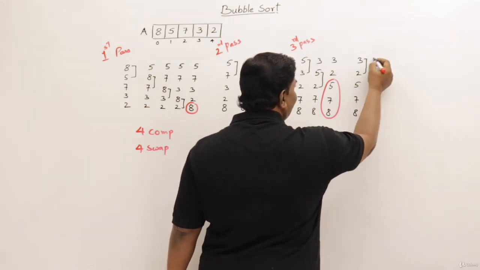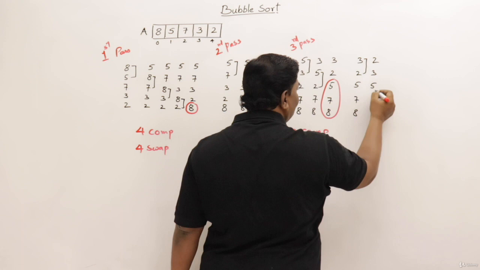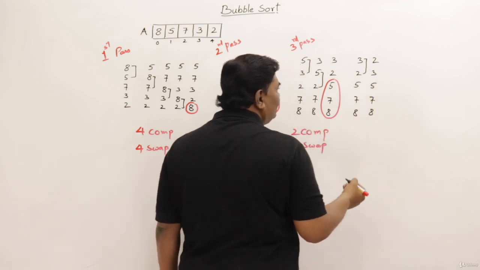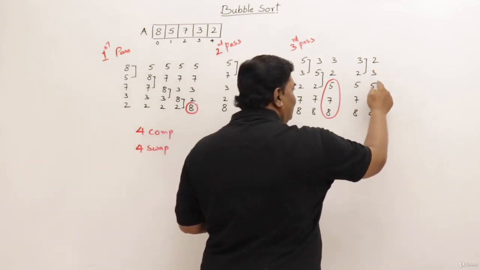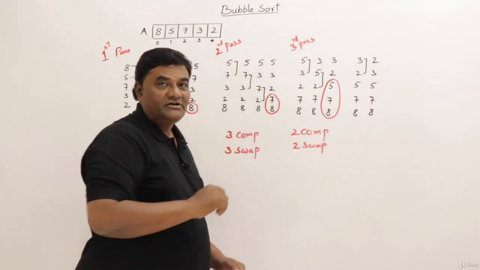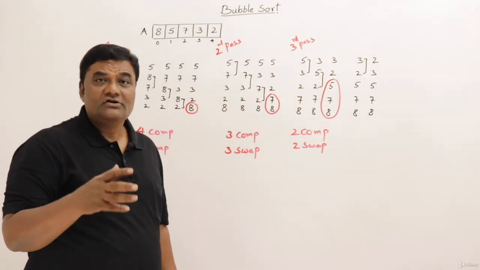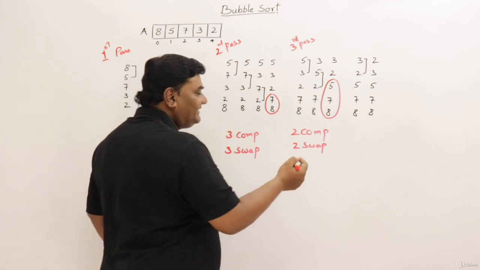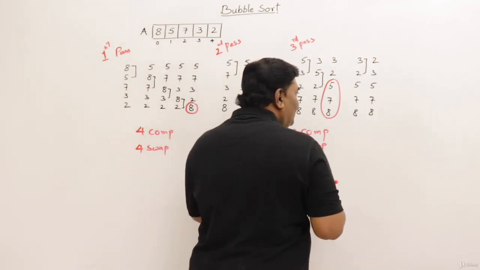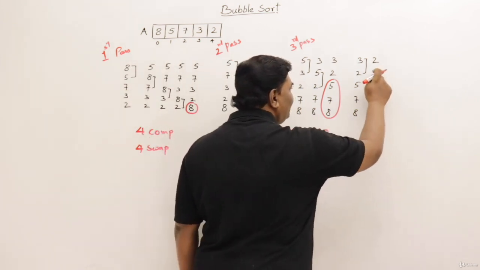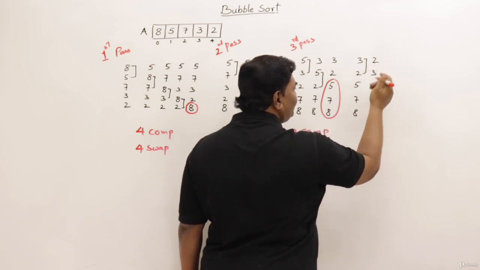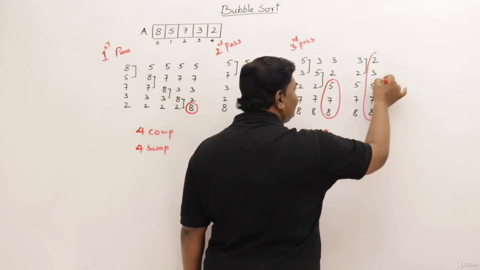Compare these two. 3 is greater. So 2, 3, 5, 7, 8. That's it. Comparing 3 with 5 is of no use because it is already sorted. So I'm not comparing with those elements which are already sorted. Right now, how many elements are sorted? I have sorted 1, 2, 3, 4 elements. But there is only one element left, so that is also sorted. So this whole list is sorted.